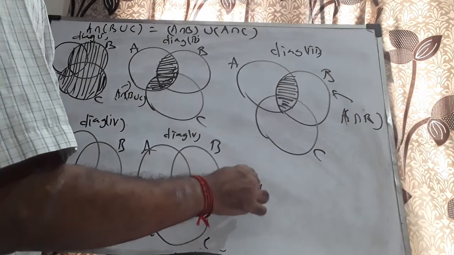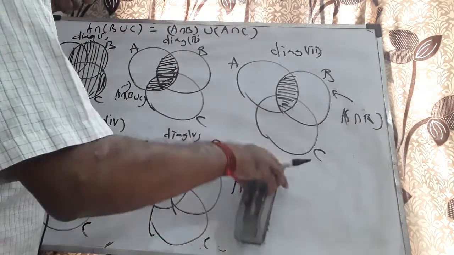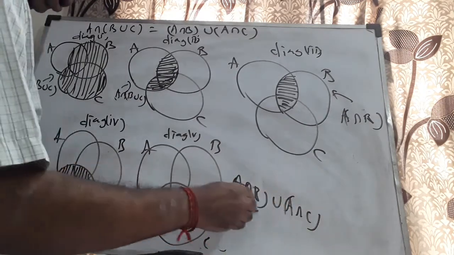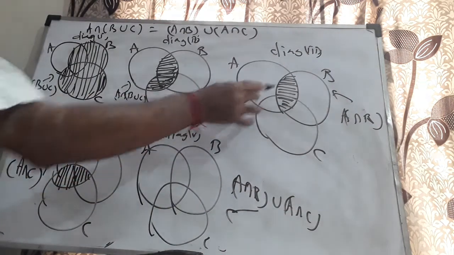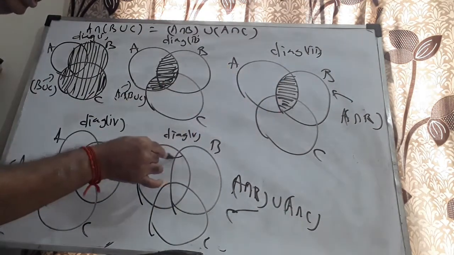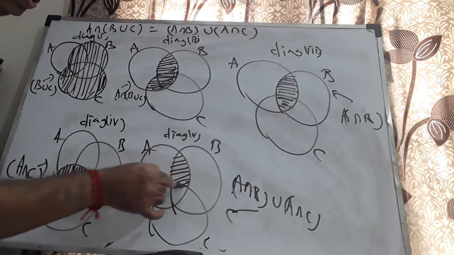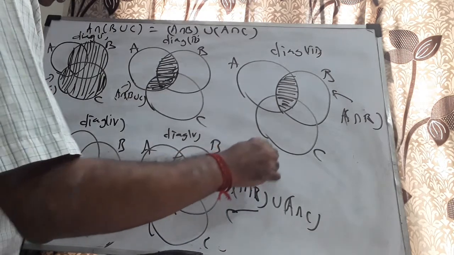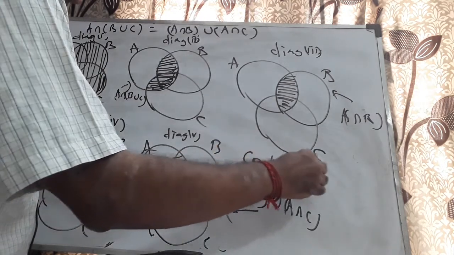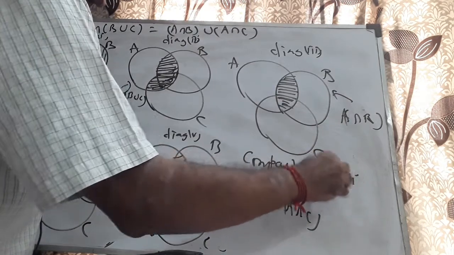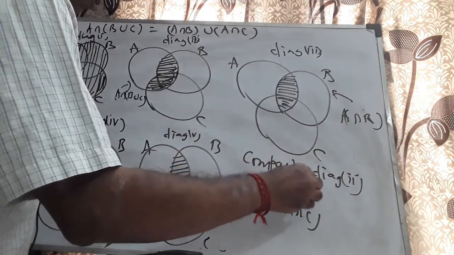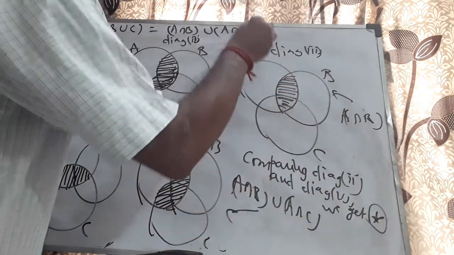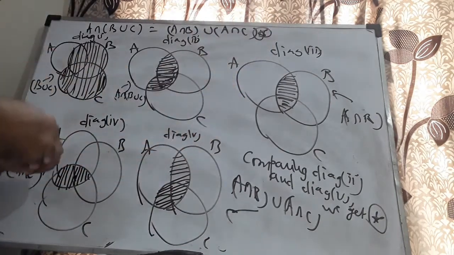Now let me think about the union. A intersection B, union A intersection C. If it is there in one of them, it will be there in the union. Therefore, this much will be shaded automatically. Therefore, comparing diagram 2 and diagram 5, we get the result. Take down this result.